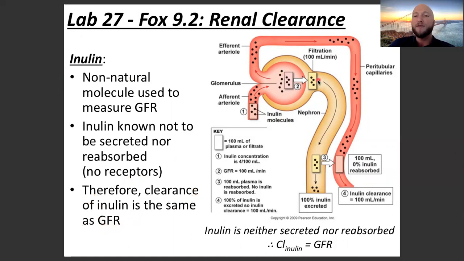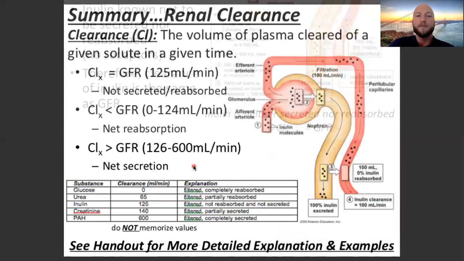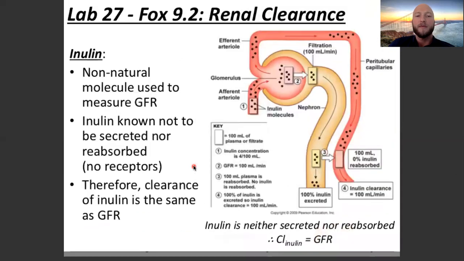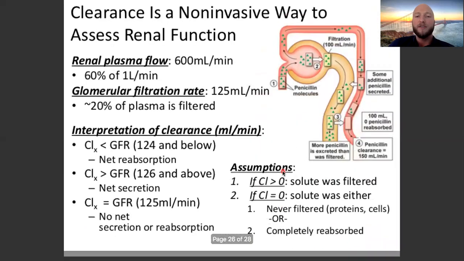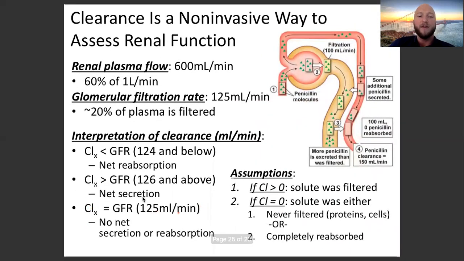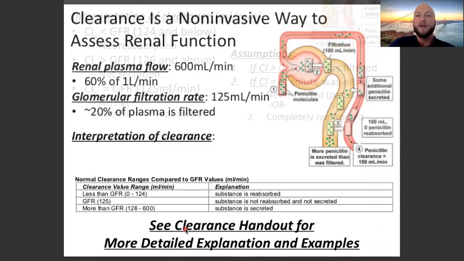So inulin is filtered, not secreted, not reabsorbed, 100% ends up in the urine. So clearance of inulin is equal to glomerular filtration rate. Which example does inulin follow? Inulin follows this right down here: if clearance is equal to glomerular filtration rate, there's no net secretion or no net reabsorption.